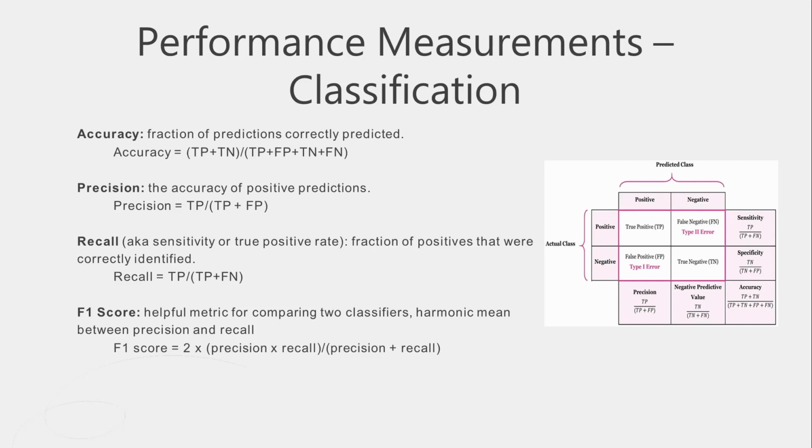Then precision is the accuracy of positive predictions. So we take into consideration only the true positives divided by the sum of true positives and false negatives. So basically we consider the first column in the picture. Recall is also known as sensitivity or true positive rate. It is the fraction of positives that were correctly identified, calculated by dividing true positives by the sum of true positives and false negatives.